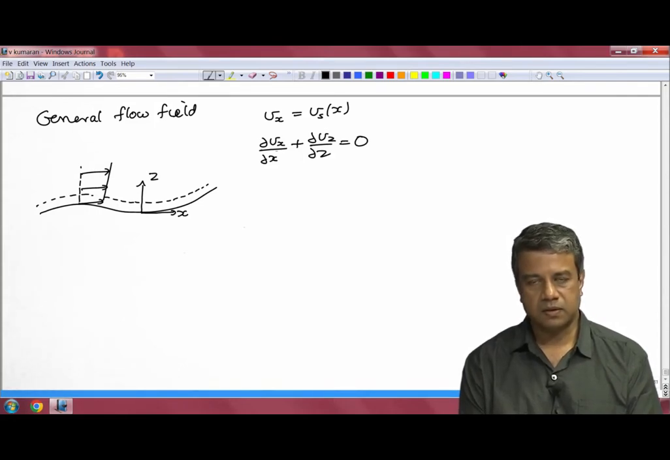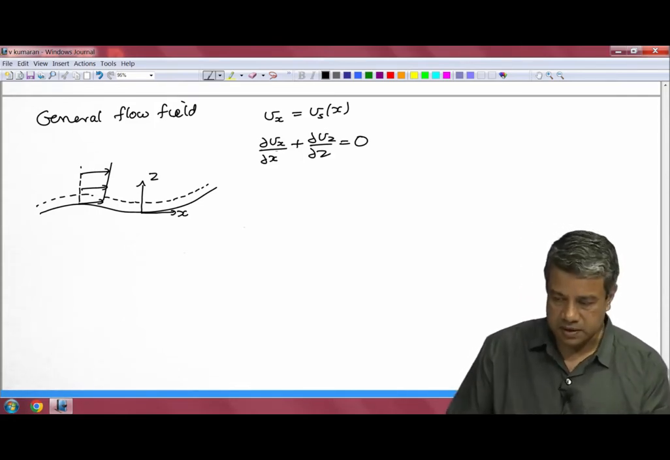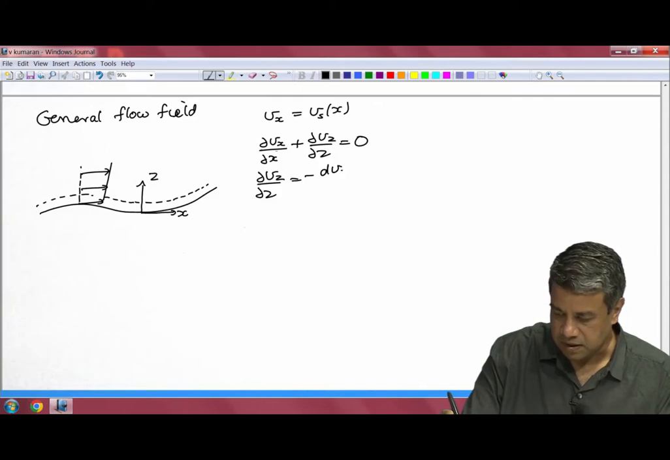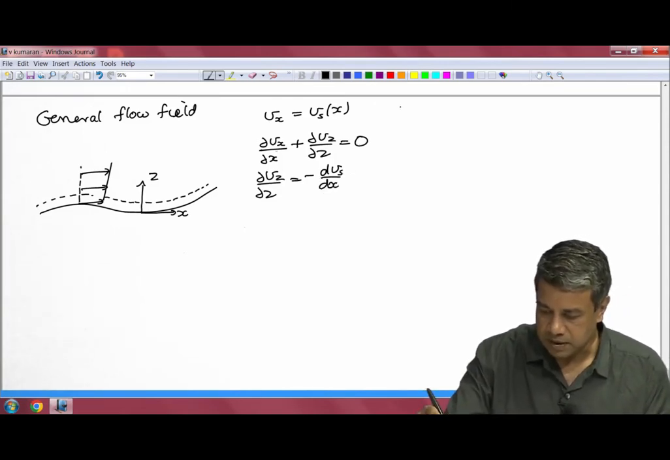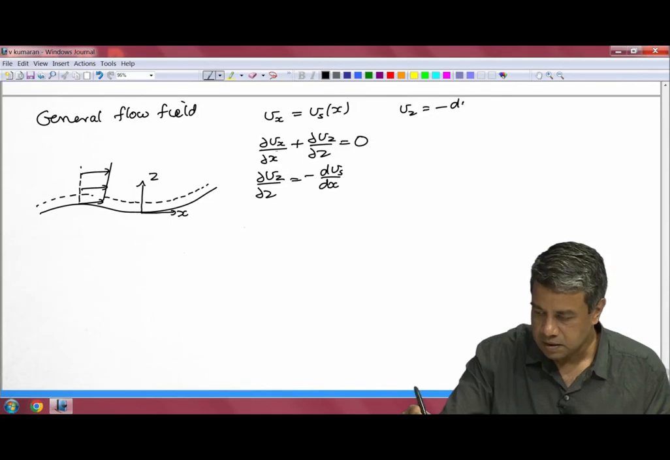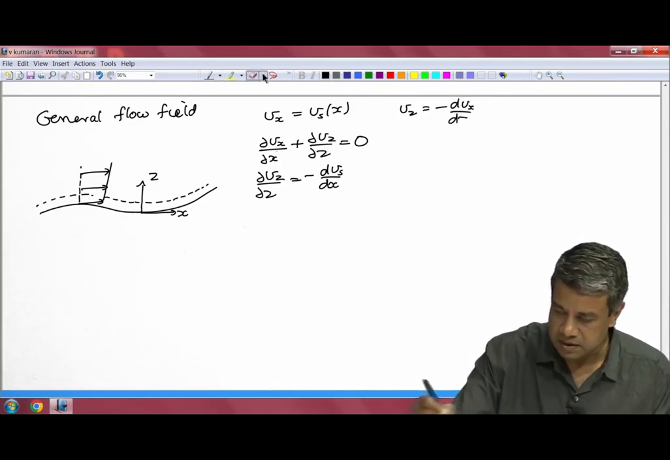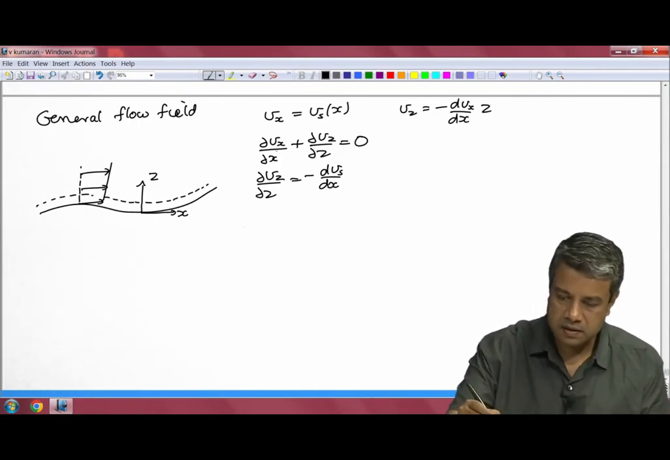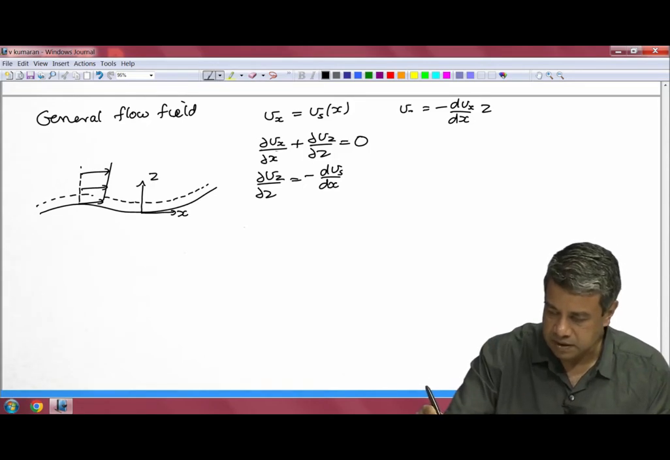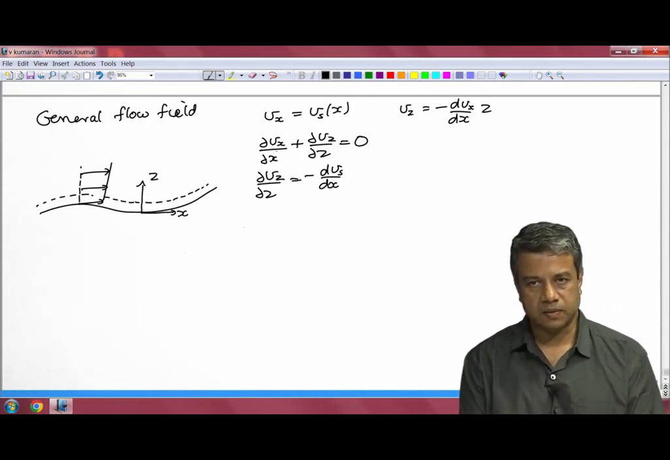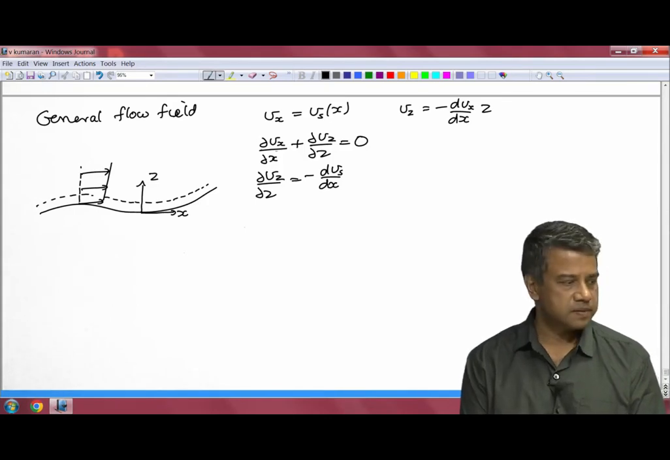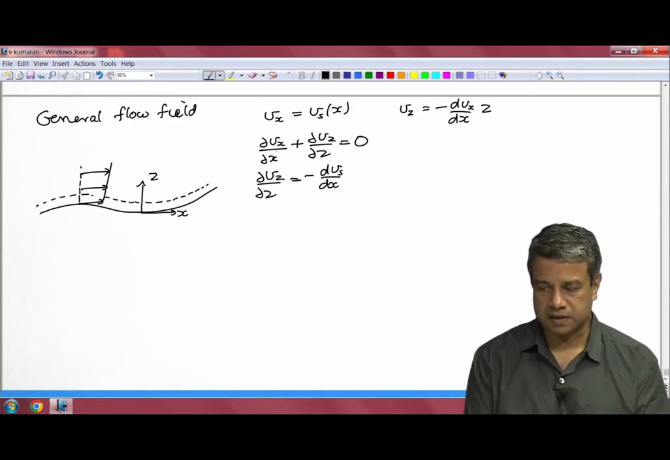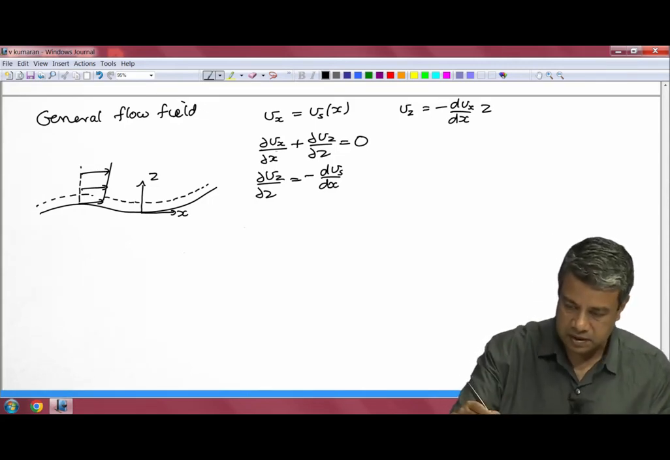If I substitute the dependence Vs of x into this equation, I will get partial Vz by partial z is equal to minus dVs by dx, which will imply that Vz is equal to minus dVs by dx times z plus a constant. That constant is fixed by the condition that the velocity has to be equal to 0 at z is equal to 0, because there can be no penetration perpendicular to the surface. There is a velocity tangential to the surface, but there is no velocity perpendicular to the surface at the surface itself. So, those are the expressions for the velocity.